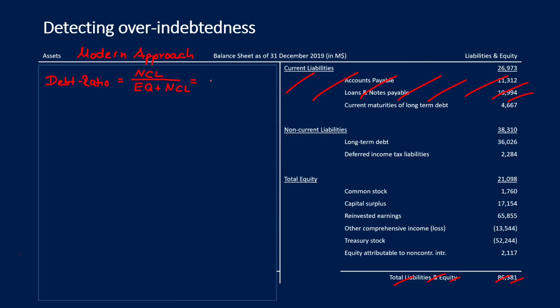So here the ratio would be 38,310 divided by 21,098 plus 38,310. And that is 64.5%.